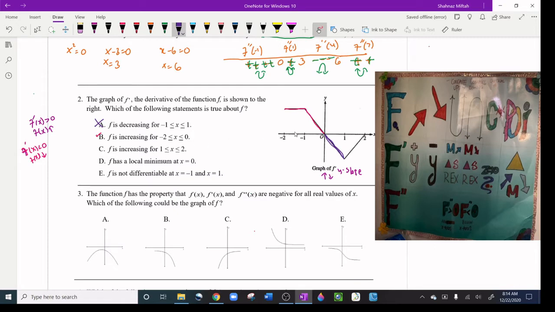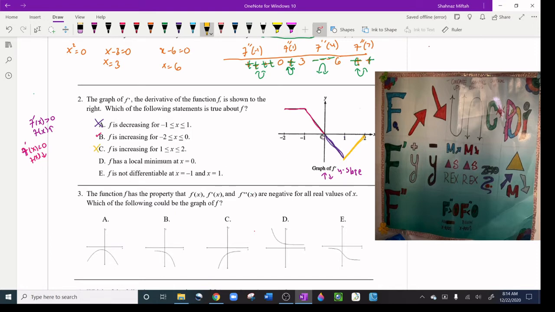F is increasing for 1 and 2. This is 1 and 2. They said f is increasing. How? These are all y values, which means all the y's are negative and they are negative slopes. So no. Like every y value is a slope. So no, it's negative. It's not increasing. That's wrong. F has a local minimum at x equals 0.